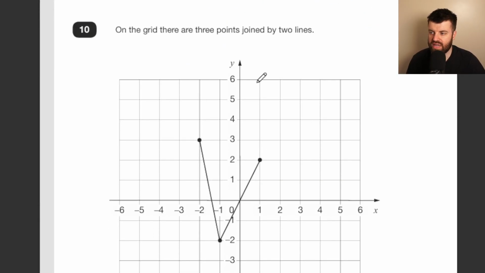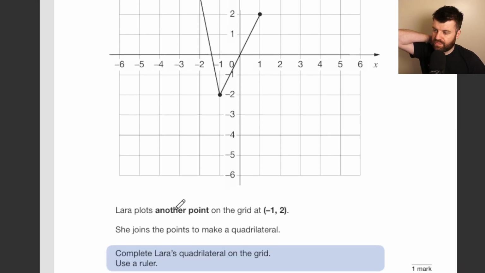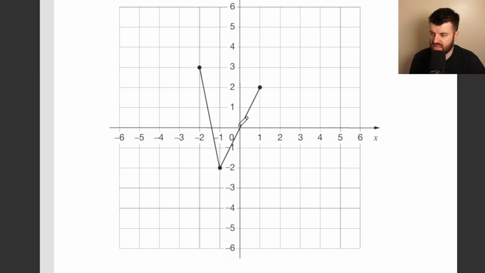Question 10. On the grid, there are 3 points joined by 2 lines. 1, 2, 3 points and 2 lines between them. Lara plots another point at -1, 2. She joins the points to make a quadrilateral. Complete Lara's quadrilateral on the grid. So we need to plot -1, 2. We start in the center here, the origin, at 0, 0. And we're going to go -1, 2. So -1, firstly, we go across the x-axis. -1, and then 2 up, 1, 2. It's going to be right here.